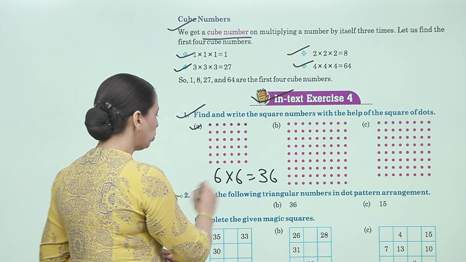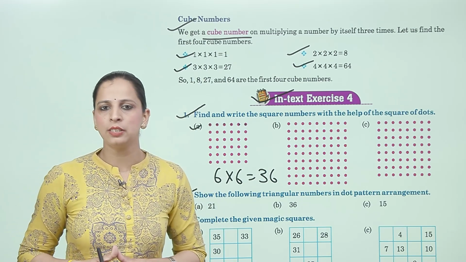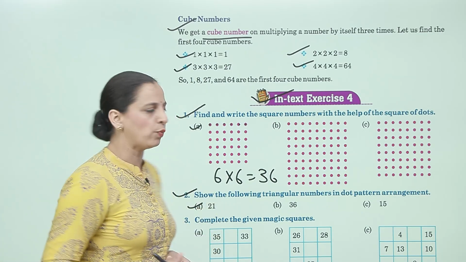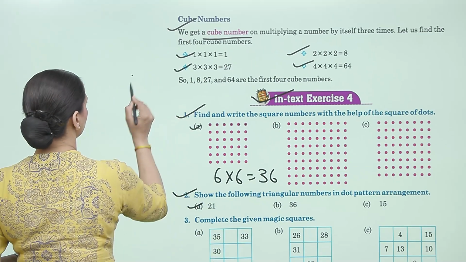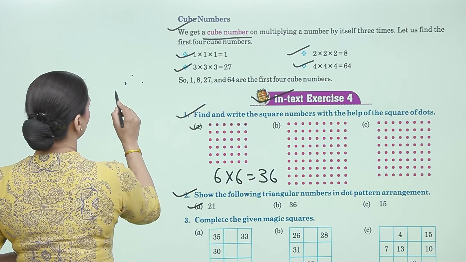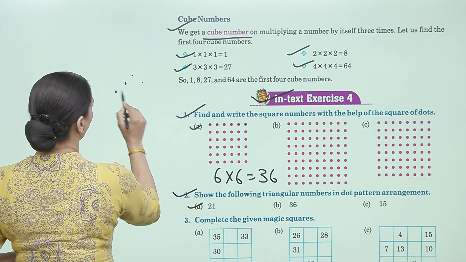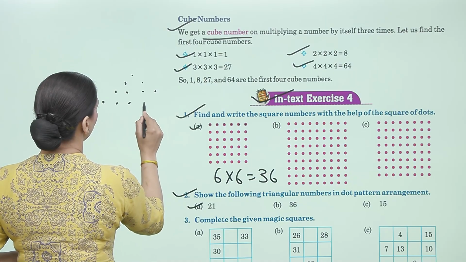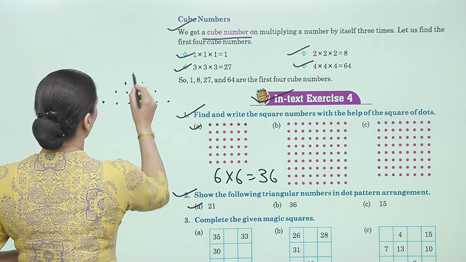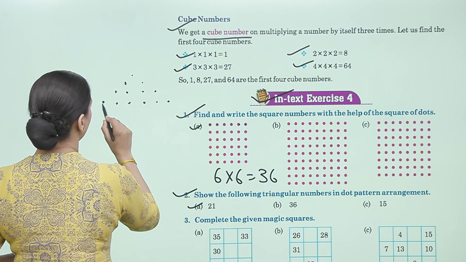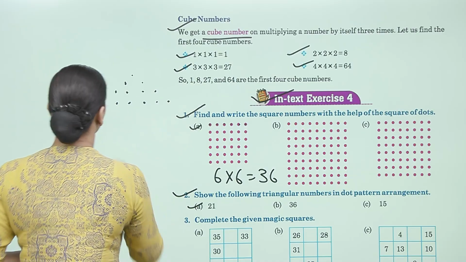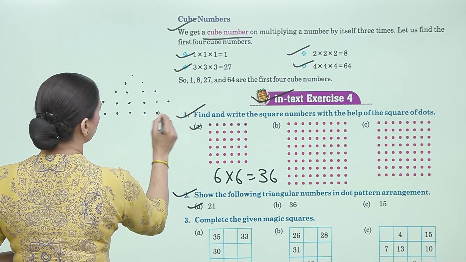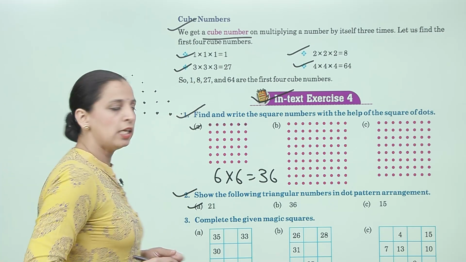Now next question number 2. Show the following triangular numbers in dot pattern arrangement. Now A part is 21. Now 1, 2, 3 and 4, 1, 2, 3, 4, 5 and 6, 1, 2, 3, 4, 5, 6, 7, 8, 9, 10, 11, 12, 13, 14, 15, 16, 17, 18, 19, 20 and 21. This is the triangular pattern.